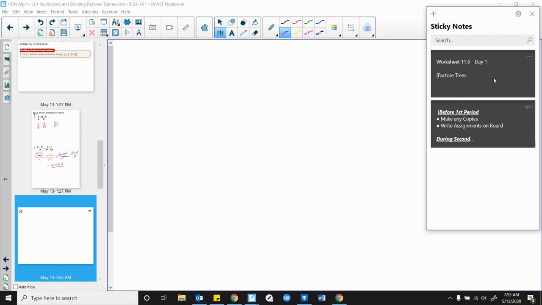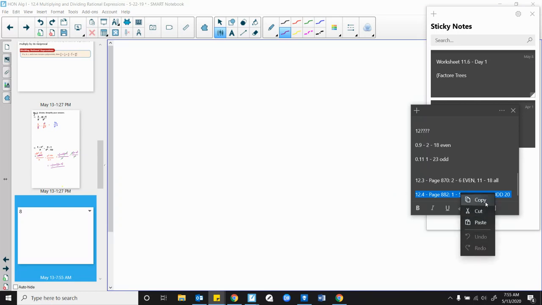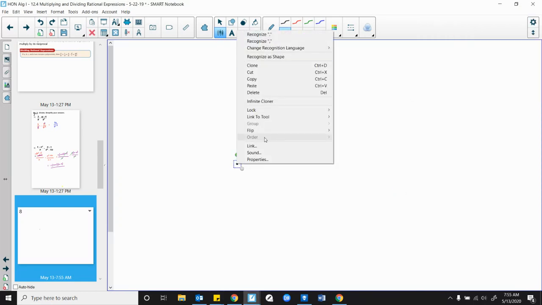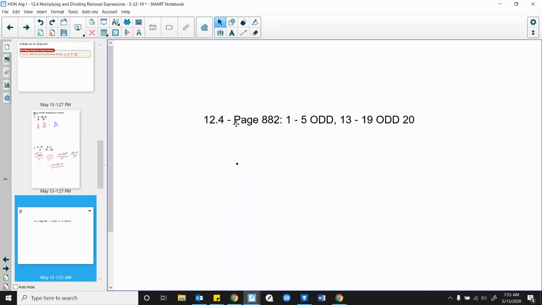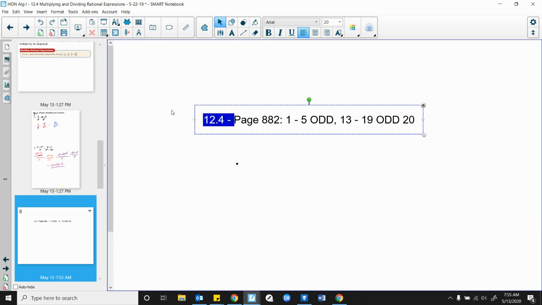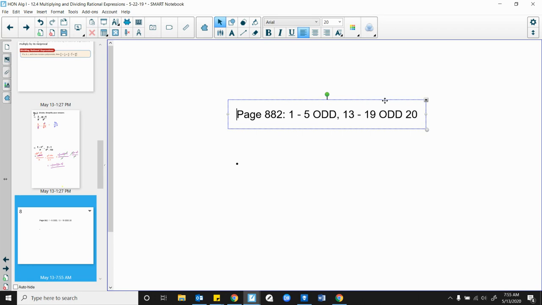You do have an assignment for today. I believe I wrote that it's due on Friday, so I'm going to copy and paste it on here. It is 12.4's assignment, page 882, 1 through 5 odd, 13 through 19 odd, and number 20. Please make sure you pay attention to the odds and evens and don't accidentally do all of 1 through 5 and all of 13 through 19 and then forget about 20. Make sure you do 20.